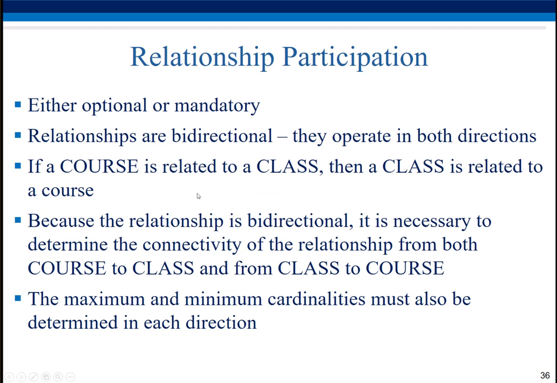Relationship participation, again, is either optional or mandatory. Remember, relationships are bidirectional. That means they operate in both directions. So if a course is related to a class, then of course a class is related to a course. And again, it's bidirectional because it's necessary to determine the connectivity of the relationships from both entities. The minimum and maximum cardinalities should also be determined in each direction.